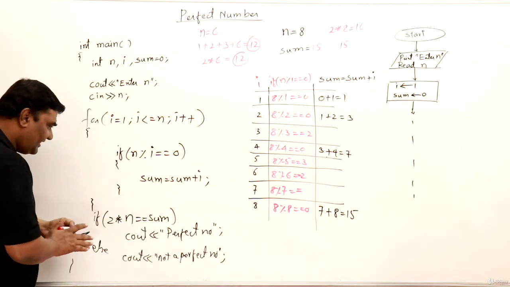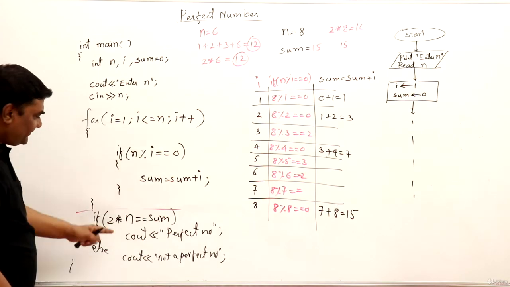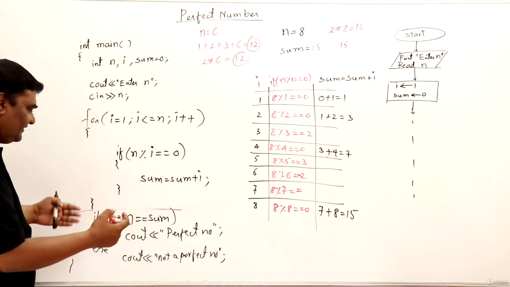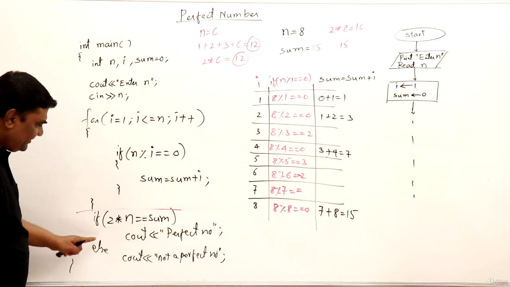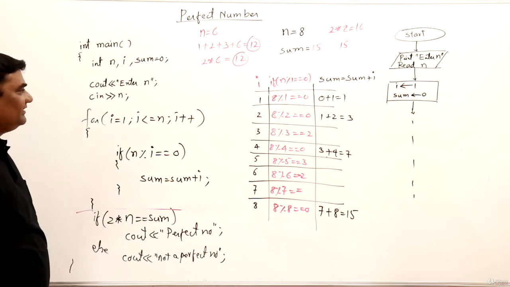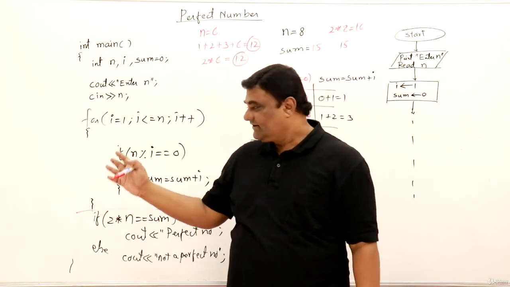See, this has to be done after this loop, right? After the for loop, check whether they are equal. If so, print this one. I'm not writing curly brackets because these are single lines only. So that's all. This is a program for finding a perfect number.